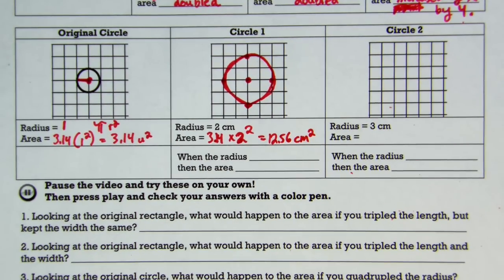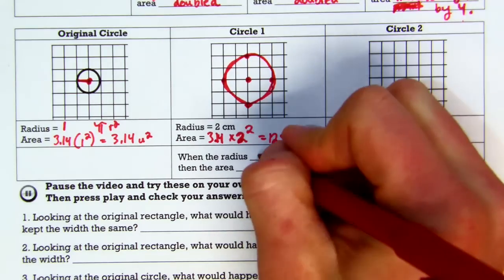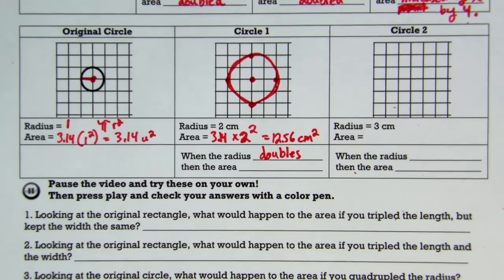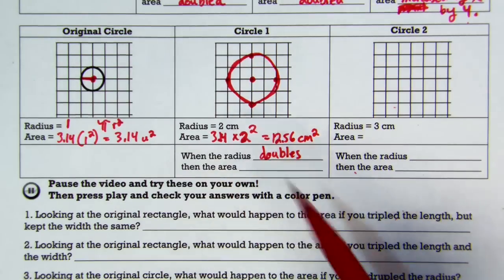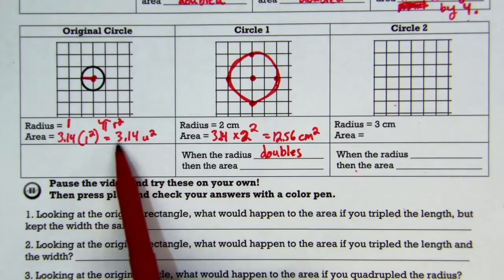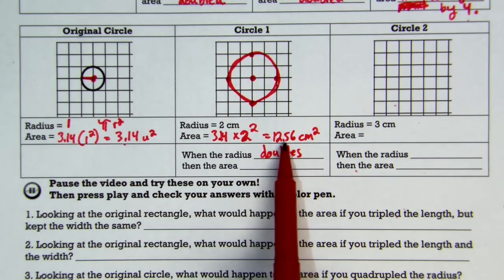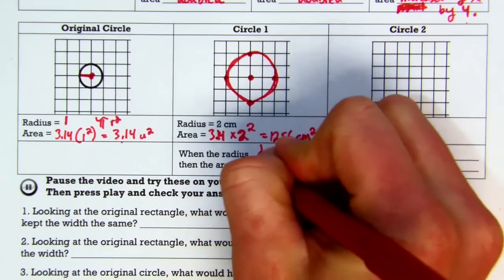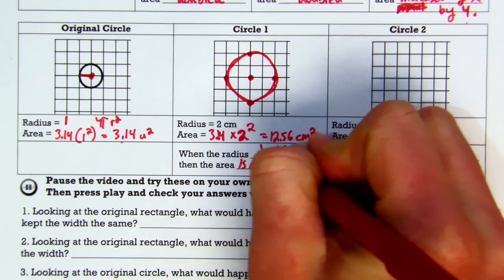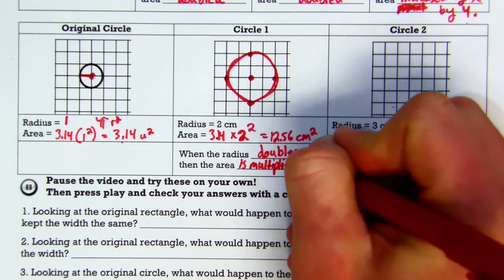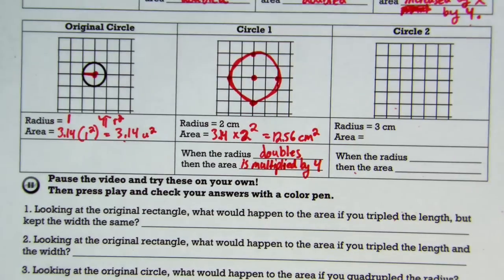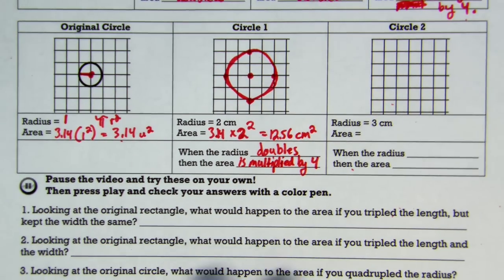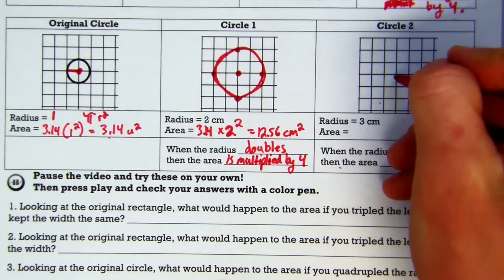So on my radius, we'll say it doubles, because I went from 1 to 2. Then my area goes from 3.14 to 12.56. In this case, it is multiplied by 4. So just by doubling the radius, I'm multiplying the area by 4. It increases that much. Let's see what happens now when we have a radius of 3.